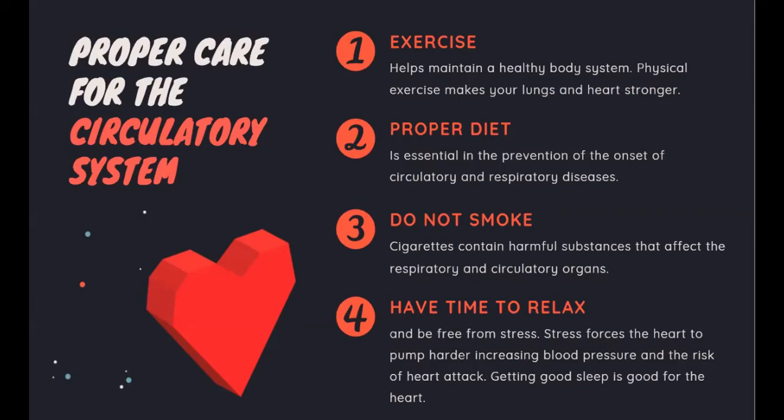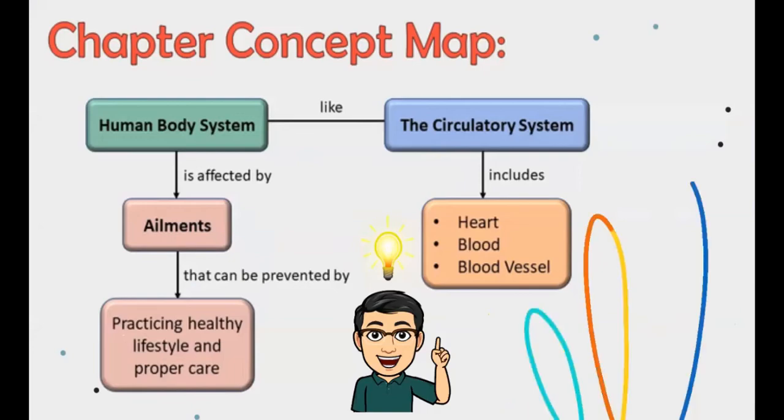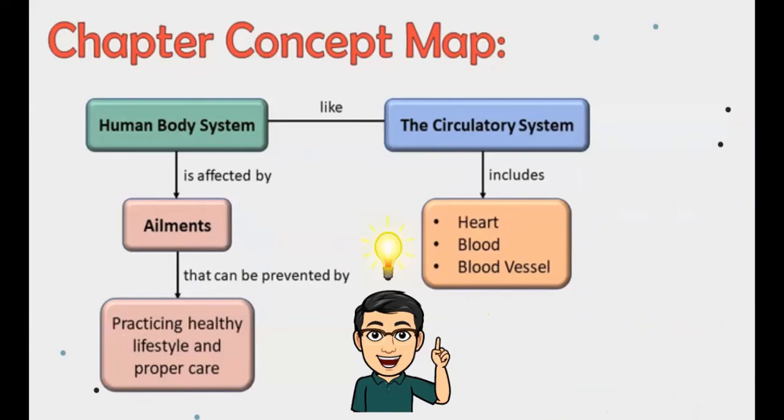Lastly, we have time to relax and be free from stress. Stress forces the heart to pump harder, increasing blood pressure and the risk of heart attack. Getting good sleep is good for the heart. Now that we learned some parts of the circulatory system in this video, let's go back to the chapter concept map. Our human body system is always going to be affected by ailments that can be prevented by practicing healthy lifestyles and proper care. The human body system, like the circulatory system, includes the heart, blood, and blood vessels.